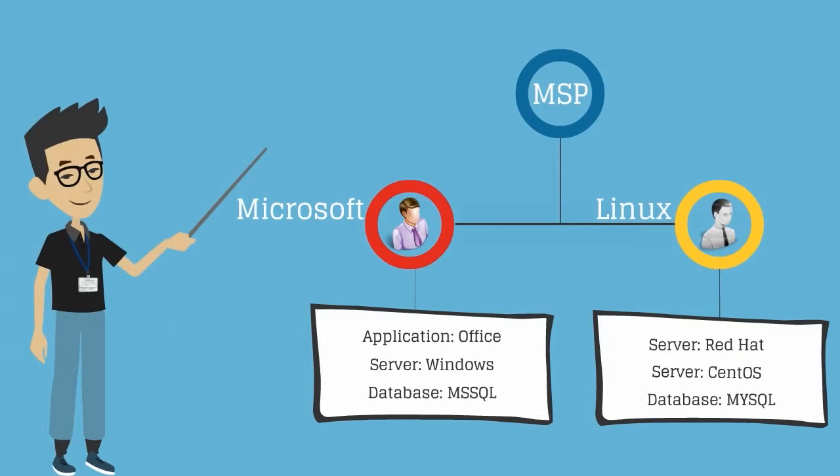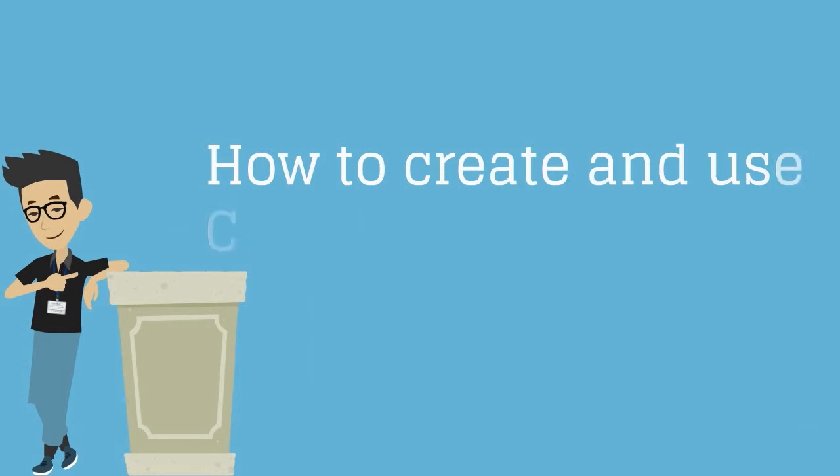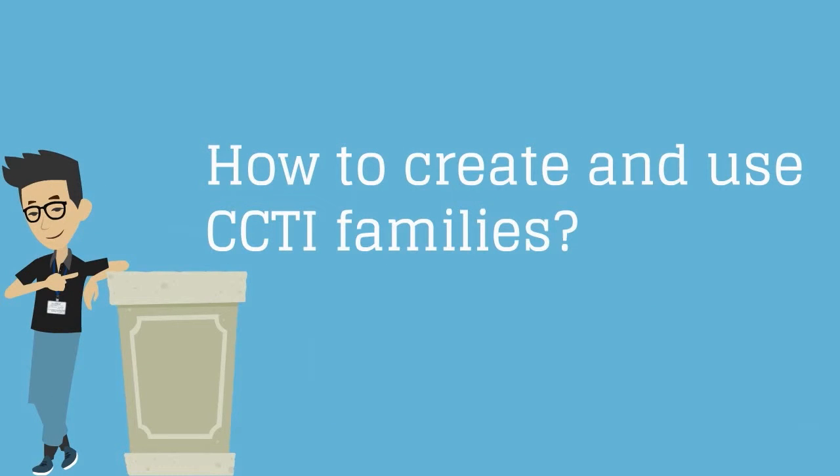However, James can now use the CCTI family feature of CA CSM to maintain different sets of CCTIs for different organizations. He can use these family associations to limit CCTI lookup on tickets based on the requested for or requester user's organization. Let's view a quick demonstration on how you can create and use CCTI families.